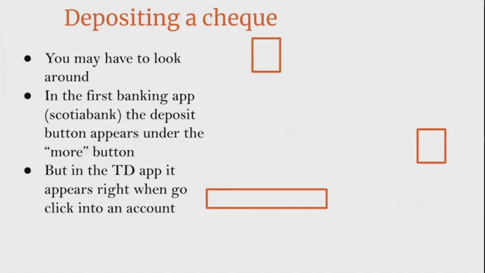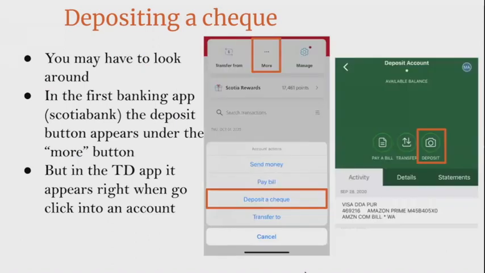Depositing a check. You may have to look around. In the first banking app, the deposit button appears under the More button. But in the TD app, it appears right when you go into click an account. So as you can see on this option, you would have to select the three dots here, and then it will appear here to deposit a check. But here you would just simply see it on the main page and it says deposit.